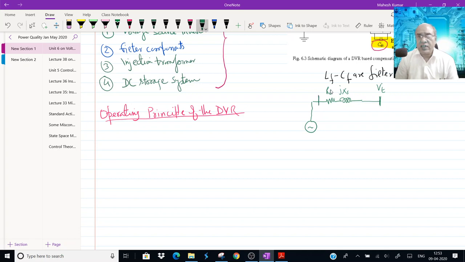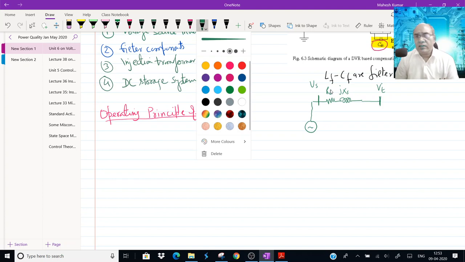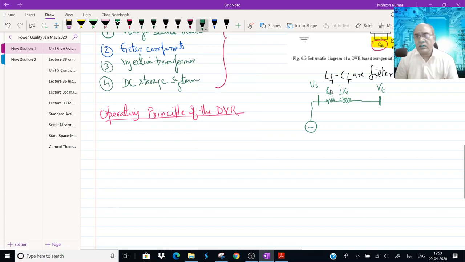This is VS here, and then we have the DVR here. So this is the DVR. I will take polarity like minus plus as if it is a voltage source. This is VF, and this VF is taken further to the load bus, so this is VL, and this VL goes to the load. This is the load, and the load goes back to the source.